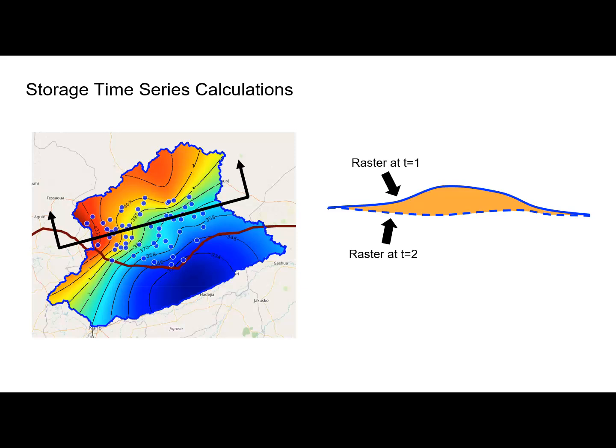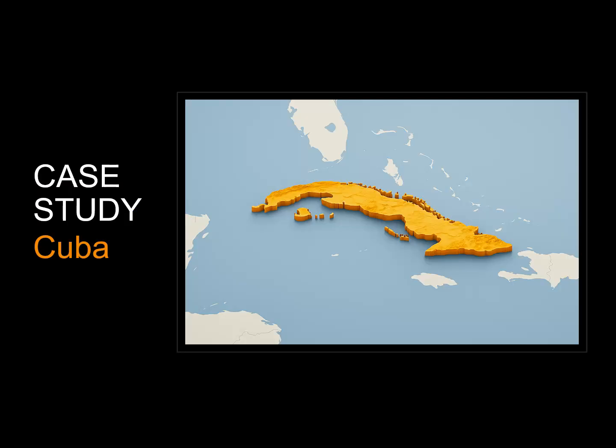If you calculate the volume between those two rasters and then multiply that by a storage coefficient representing the fraction of the void space in the aquifer matrix that's occupied by water, you can then have a pretty good estimate of the change in groundwater storage. And if you string those together, you get a time history of groundwater storage. So let's look at an example.